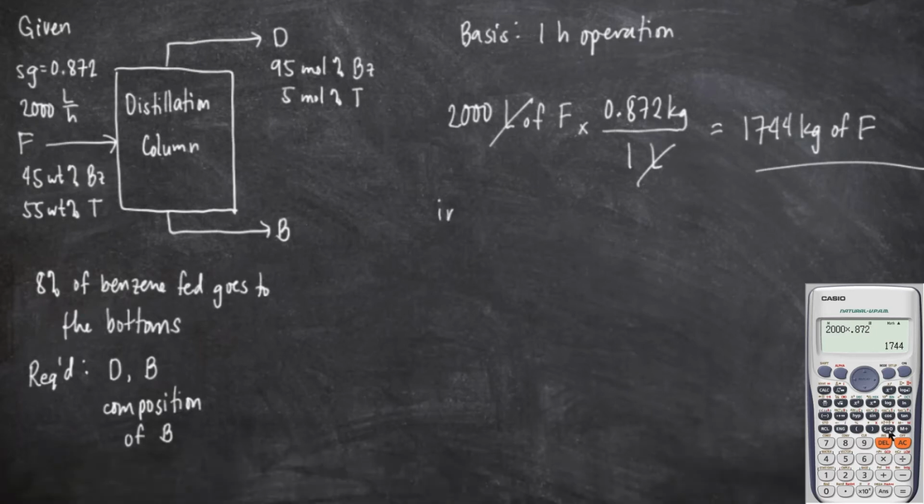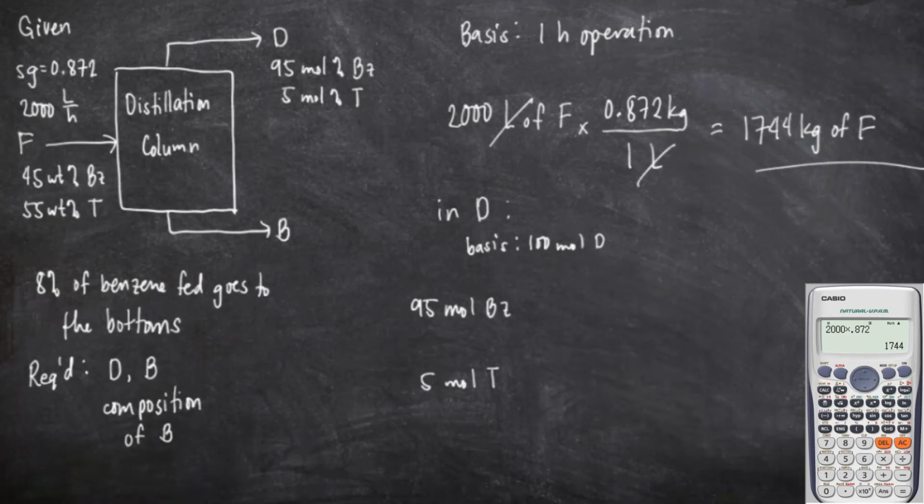We are given a composition in terms of percent by mole, and we have to convert that to percent by mass. We are going to set a temporary basis, that is 100 moles of D. Take note that this temporary basis has nothing to do with our original basis, that is 1 hour operation. This temporary basis of 100 moles of D is only applicable in this part of the solution where we are trying to convert from mole percent to mass percent. Okay? So if our temporary basis is 100 moles of D, that means that we have 95 moles of benzene and 5 moles of toluene.